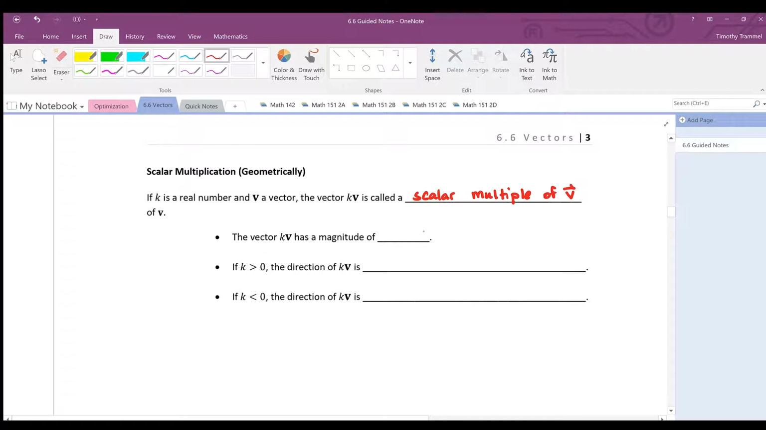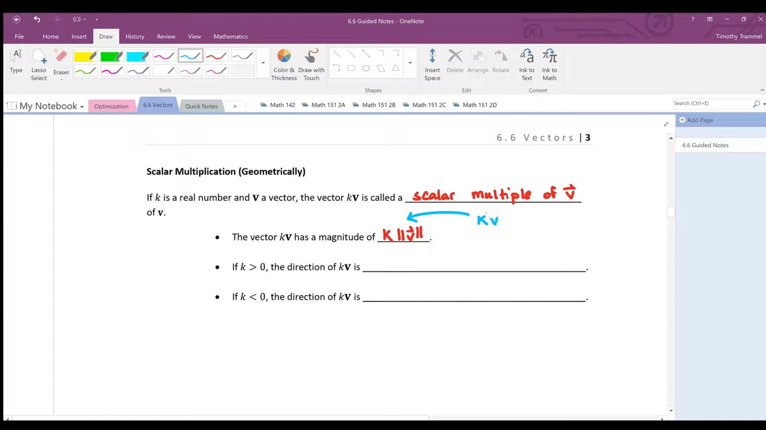Okay. The vector kv has a magnitude of blank. So I want to point out what we're trying to actually say here. If you have some vector v and you multiply it by a scalar, the question is, what is it going to do to the length of that vector? And the answer is, it's going to make it k times longer. So what I'm going to write here to say k times longer is k times the magnitude of v. Let me actually write that in words though.